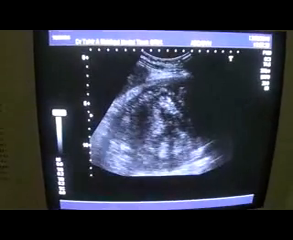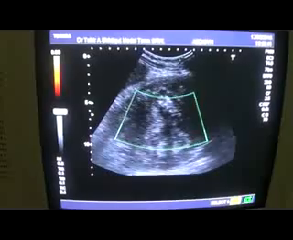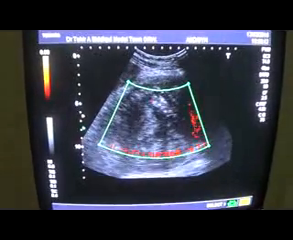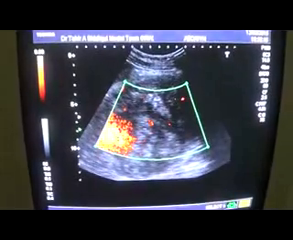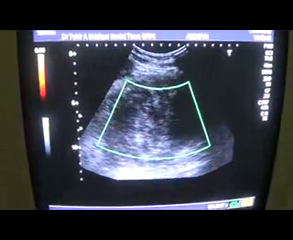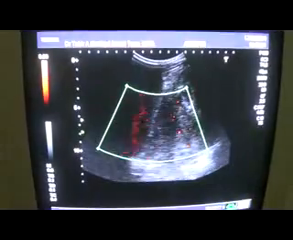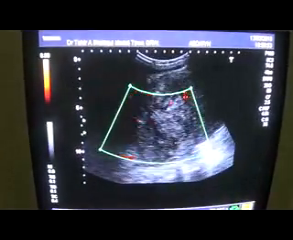Now this mass shows mild vascularity. It's not highly vascular, but vascularity is seen.